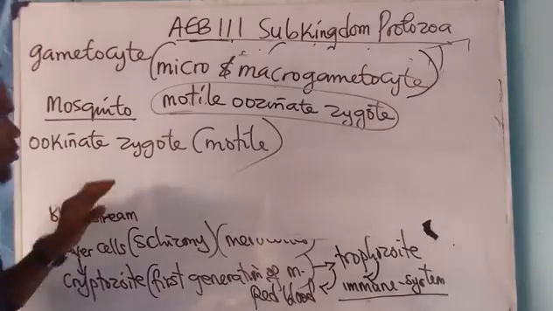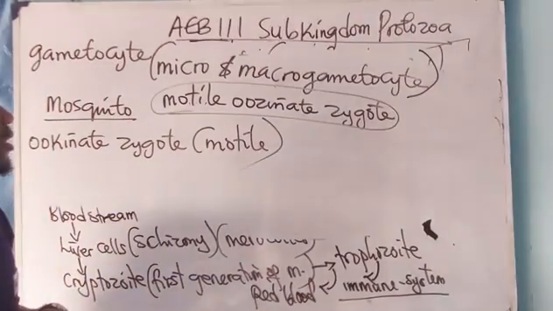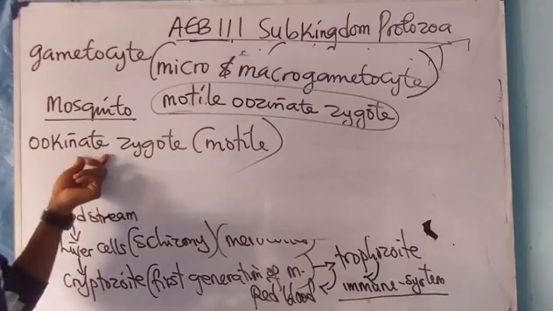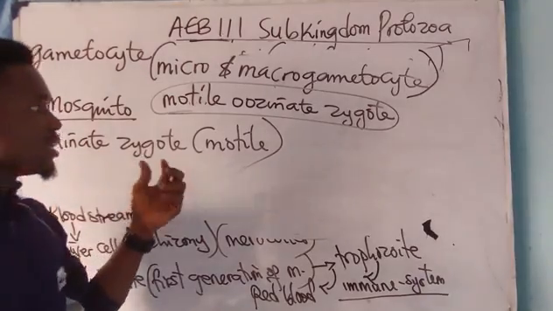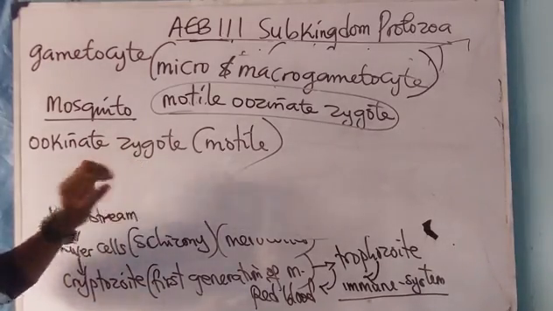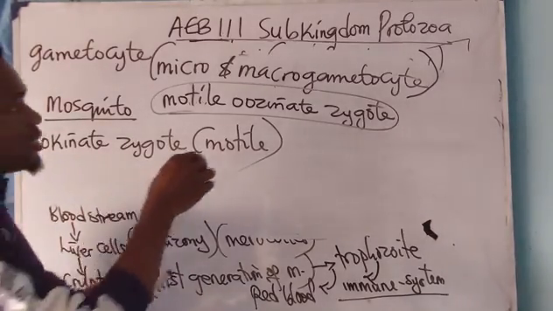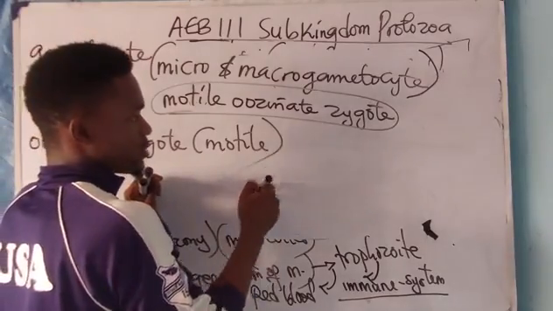Now, if a person is bitten by an infected mosquito, definitely it will inject the infective stage, which is what? The sporozoite stage. Now, if a person swallows the, what is it called now?